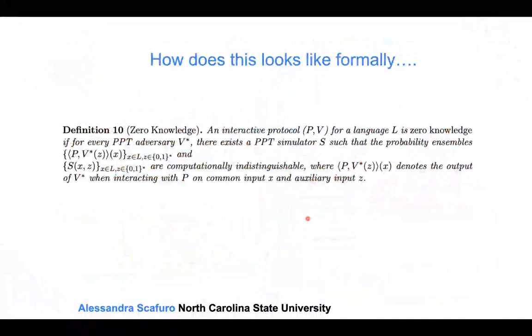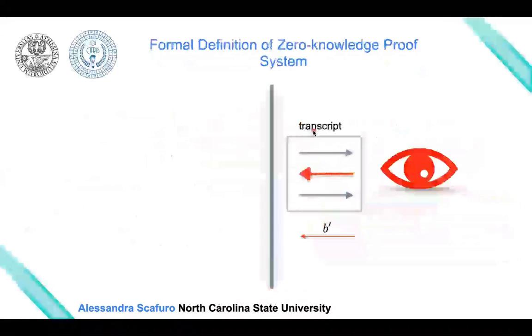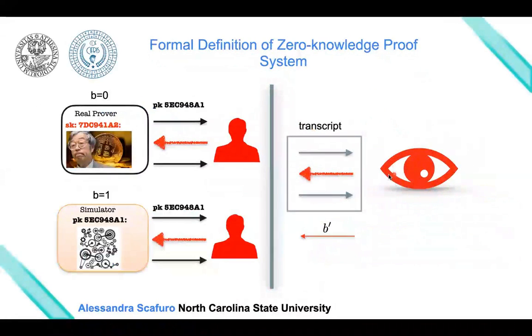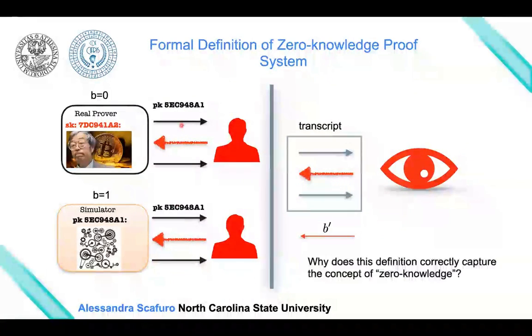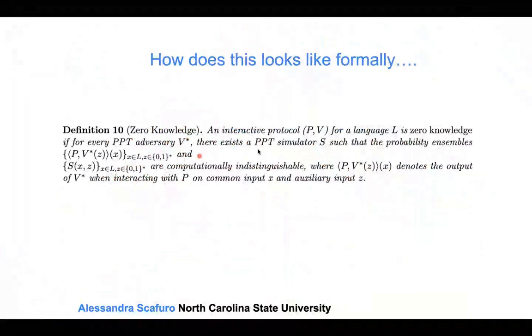Okay, so this is how the formal definition looks. I don't know if you have ever encountered the zero knowledge definition, but this is how it looks. And whatever I wrote here, this red Eye here is a distinguisher, and these two transcripts are two distributions, right? And this is what the definition says.